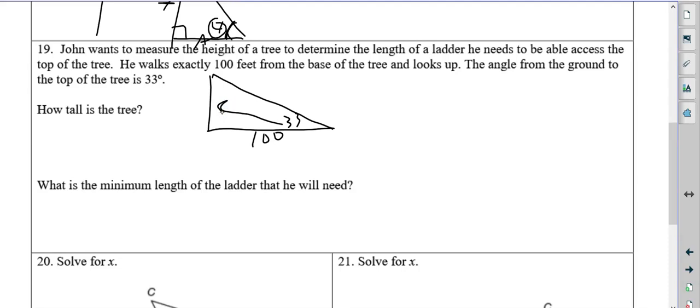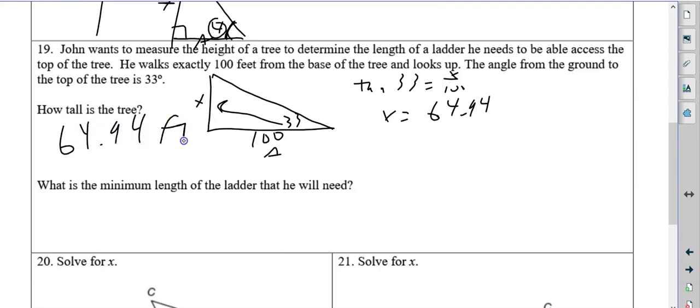So we're trying to find this, which is opposite. We have the adjacent. So that's tangent of 33 equals opposite over 100. So this is simply 100 times tangent of 33, which is 64.94 feet. So what's the minimum length of ladder he'll need? 65 feet.